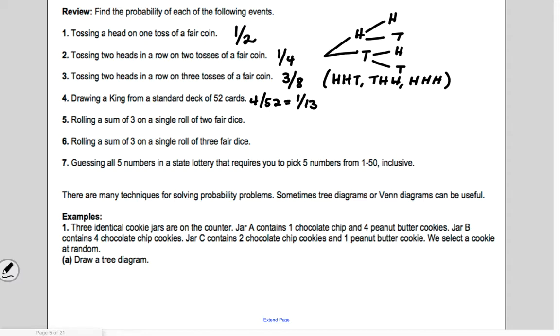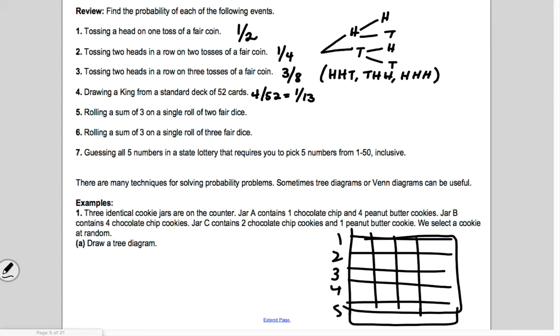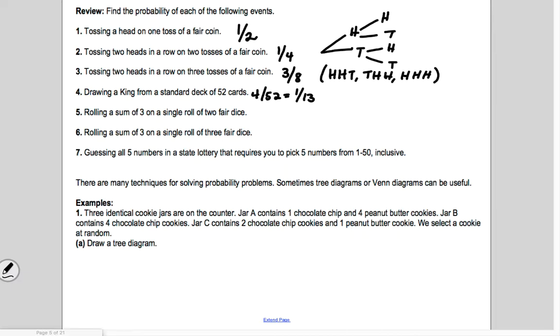Rolling a sum of 3 on a single roll of 2 fair dice. So how many outcomes do I have if I roll 2 dice? Think about one die. 6. On the other die, I have 6. So together, all those combinations would be 36. Do you guys remember a big, long chart I made you do last year? Where we had 1, 2, 3, 4, 5, 6. 1, 2, 3, 4. There ended up being 36. All right, so we have 36 possibilities. How many ways can I get a 3? I could have a 1, 2, or I could have a 2, 1, right? So 2 out of 36, which is 1 out of 18.